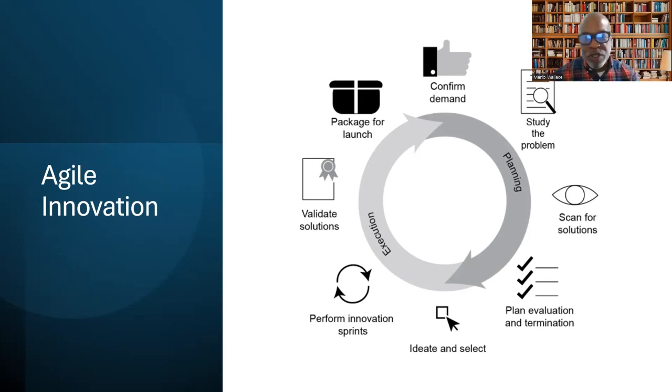So you scan for solutions, then you plan evaluation termination. So now you've come up with some 5 or 6 types of models that you would like to use. You scan for solutions within the models that you've identified to see which ones are the best. And these models could come from workaround solutions that are already within your organization. Then you build out a plan evaluation.